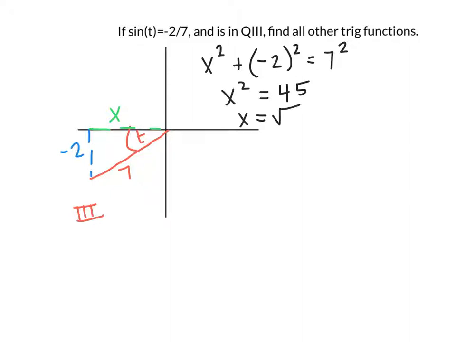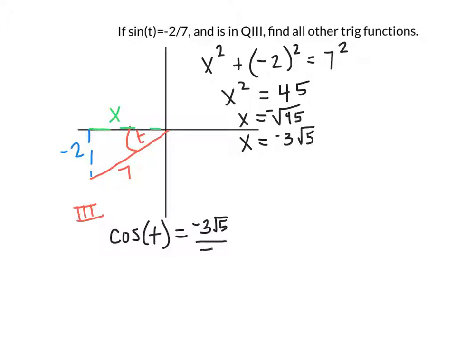x is going to be the square root of 45, and this is where we would say not positive or negative. We would want x to be the negative square root of 45 because we're working in the third quadrant. I would probably do one more step here and say -3 times the square root of 5. With that complete, you have all of the information you need in order to set up all of the trig functions. We already have sine. Let's take a look at cosine. Cosine t is going to be equal to the adjacent over the hypotenuse, so that's my x value, -3 square root of 5 over 7.